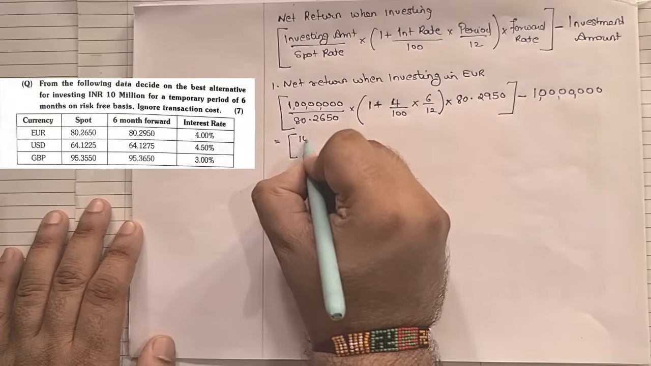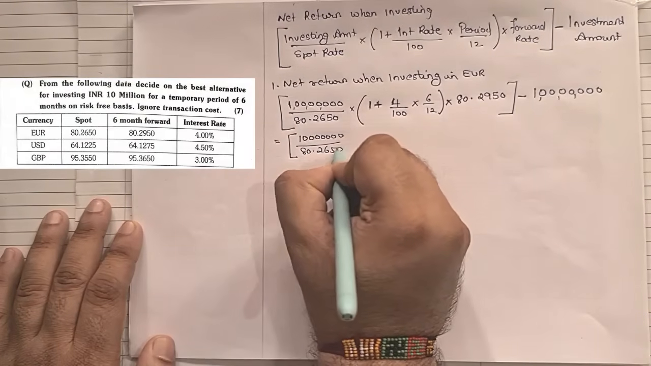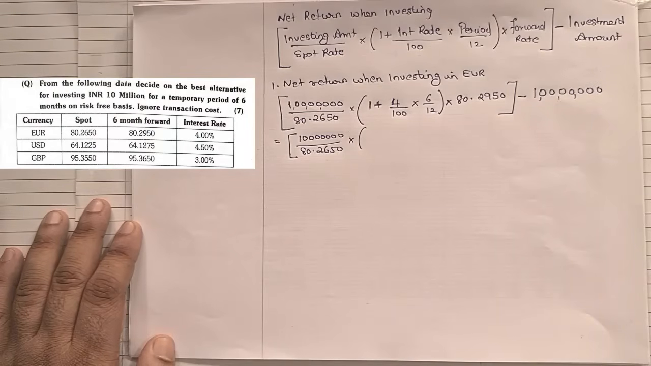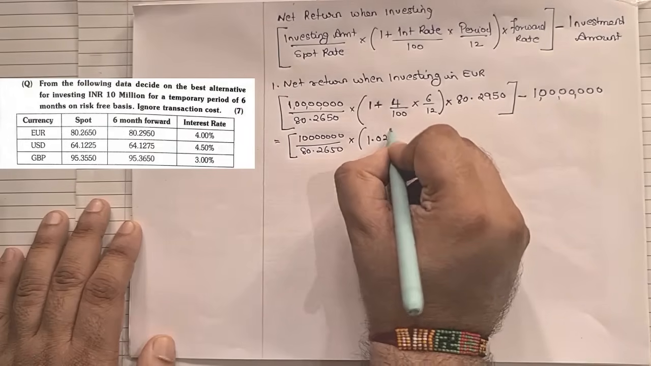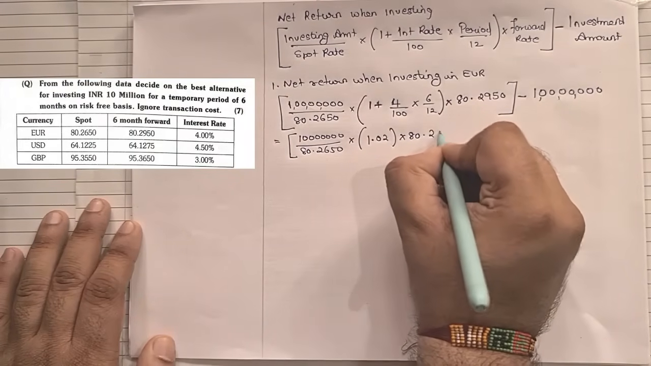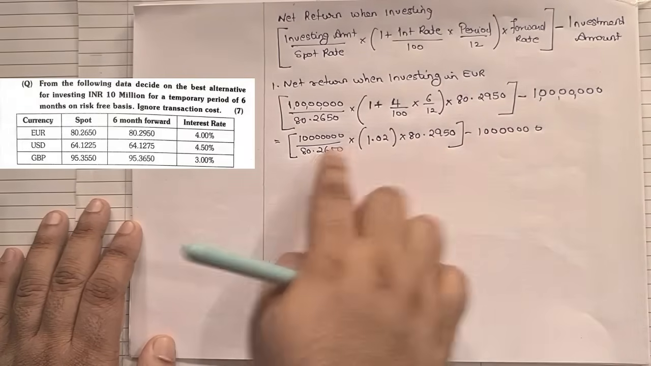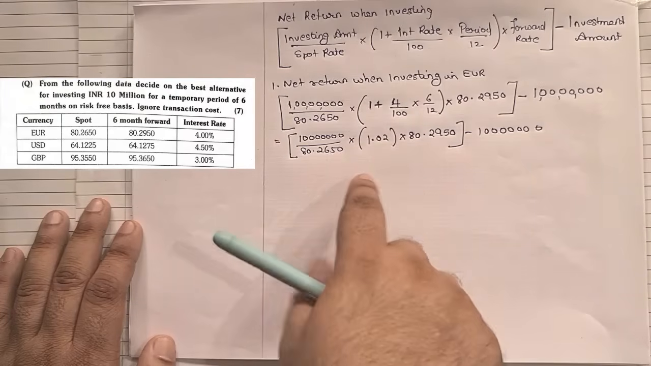So this is 1 crore upon 80.2650 into, now first we'll solve this part. So it will be 6 divided by 12 into 4 divided by 100, plus 1. Plus 1, I get this value as 1.02, into the forward rate 80.2950, minus 1 crore. So I'm solving the first part; secondly, you all can solve it directly also. So then I'll be solving it directly, so you all can get the value directly here now.